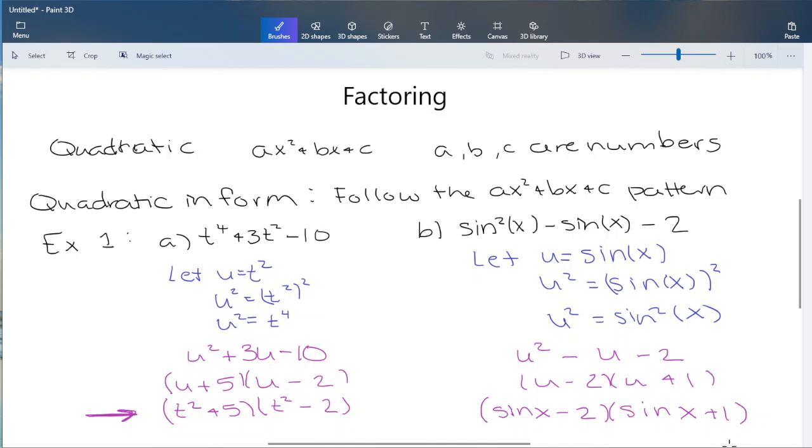Okay, so I hope that gives you the idea of what it means to be quadratic in form and how we're going to use u-substitution to allow us to see that quadratic form and factor normally. Okay, we'll do tons more examples in class, and I will see you guys then.